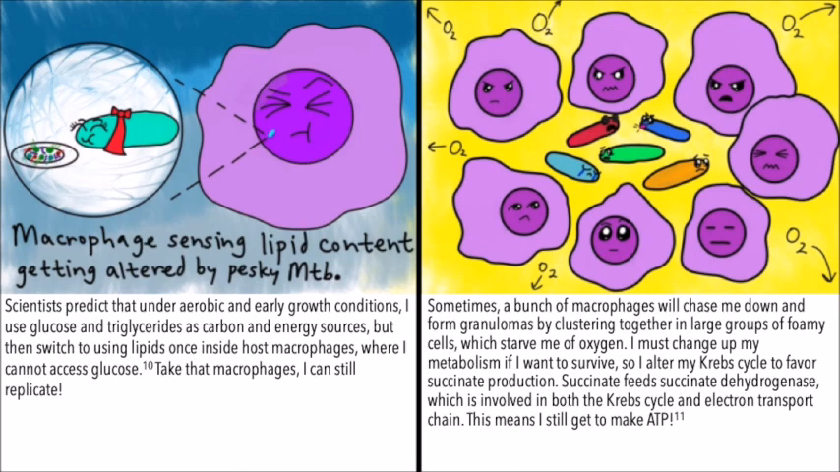Scientists predict that under aerobic and early growth conditions, I use glucose and triglycerides as carbon and energy sources, but then switch to using lipids once inside host macrophages where I cannot access glucose. Take that, macrophages, I can still replicate.